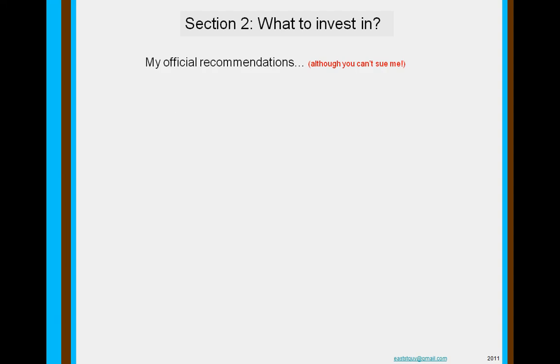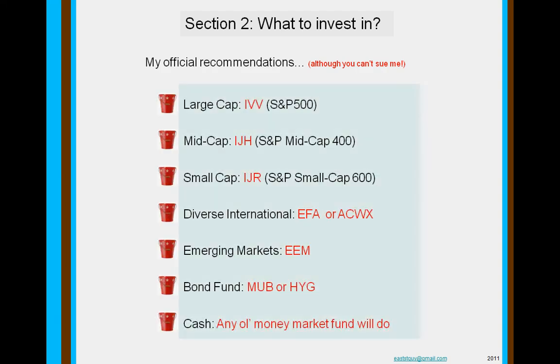So, my official recommendations are, and since I'm just expressing my opinion and not forcing you to do anything you can't sue me for any reason, IVV, which is a zero commission ETF that mirrors the performance of the S&P 500, use that as your large cap domestic allocation, IJH for mid cap domestic, IJR for small cap, EFA for international, and EEM for emerging markets. These are all zero commission ETFs, very low expense ratios, no loads or fees, easy to buy and own.